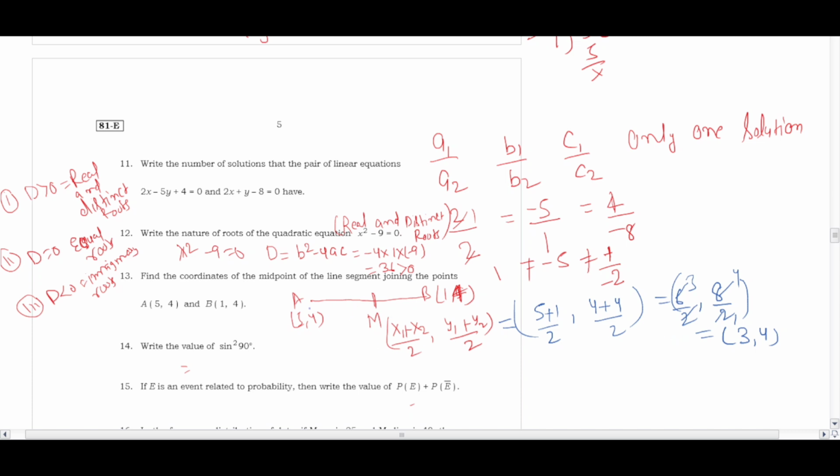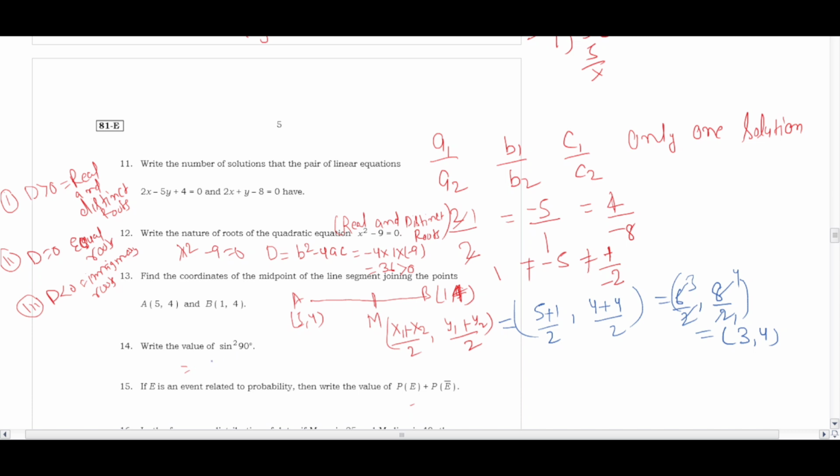Here A point is given 5 and 4, B point is given 1 and 4. Midpoint formula is x1 plus x2 by 2, y1 plus y2 by 2. Then 5 plus 1 by 2, 4 plus 4 by 2. Then 5 plus 1, 6 by 2, 4 plus 4, 8 by 2. Then 3, comma 4.